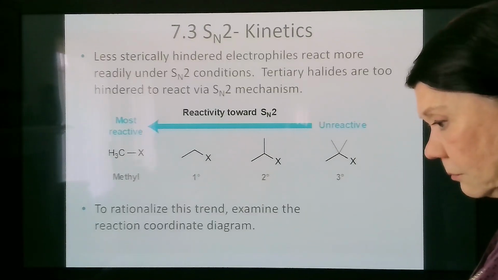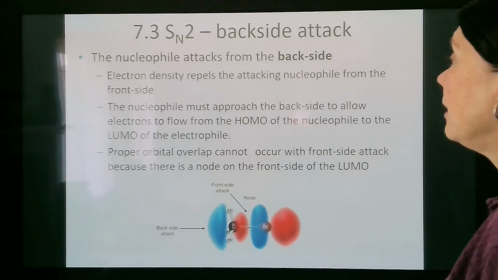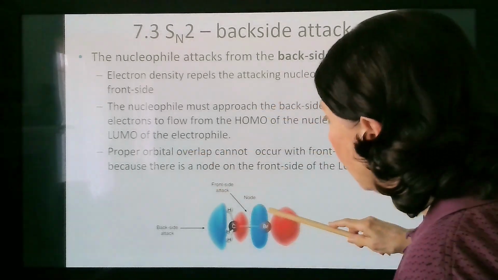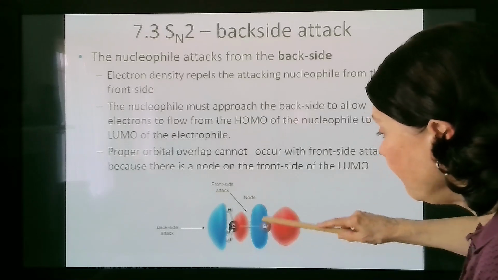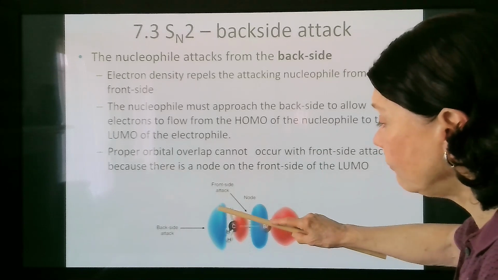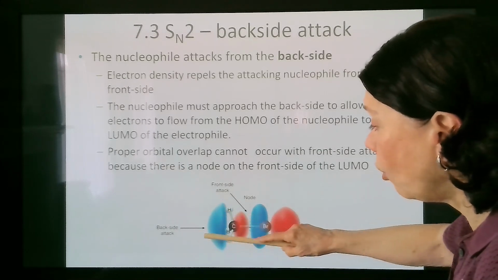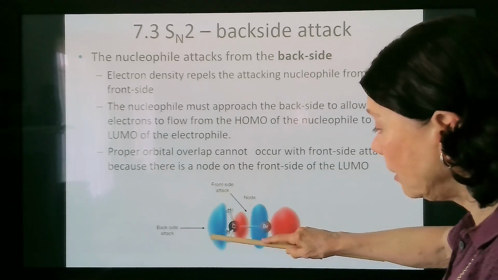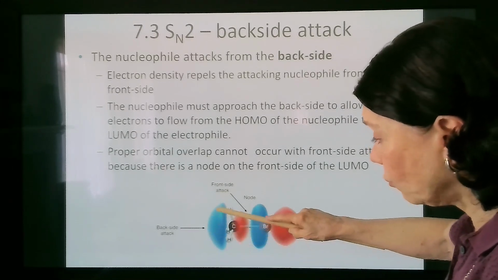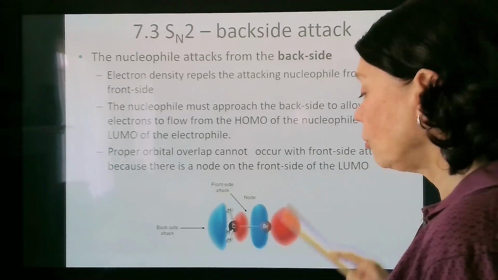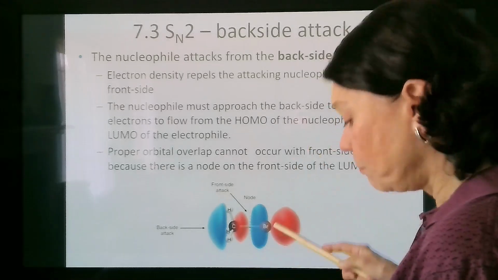So here, the electron density repels the nucleophile from the front side. This is showing the antibonding orbital. So you've got the antibonding orbital over here. This is the empty antibonding orbital right back here. And you also have some on this side. But you're not going to have S minus.